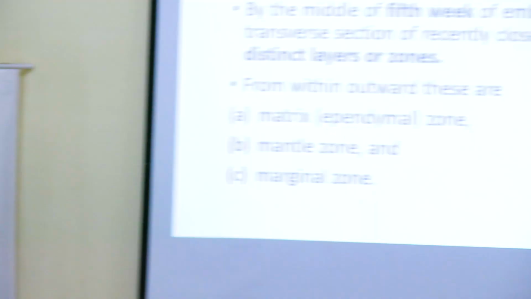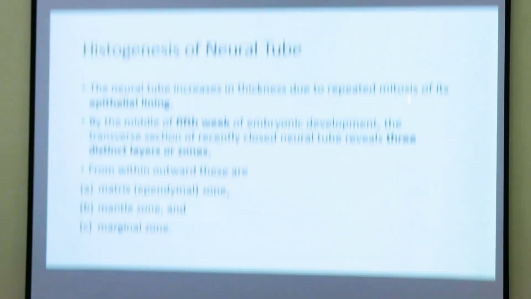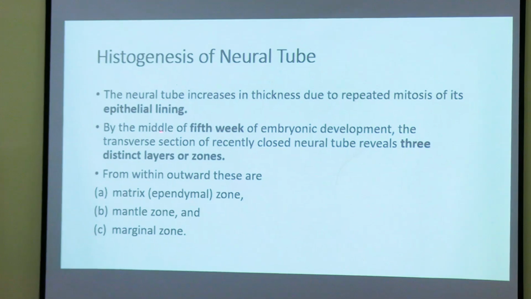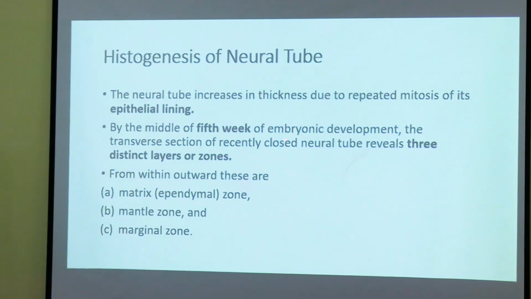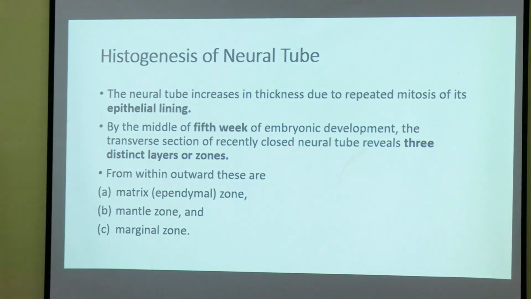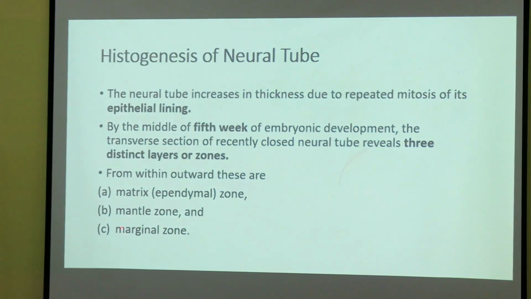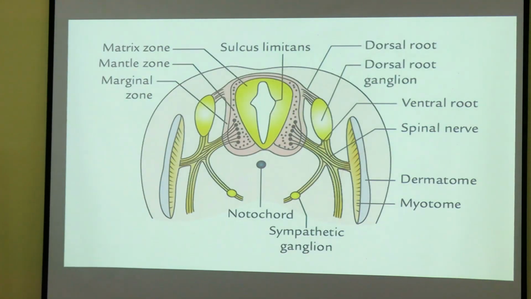Next we have histogenesis of the neural tube. The neural tube increases in thickness due to repeated mitosis of its epithelial lining. By the middle of the 5th week of embryonic development, the transverse section of the recently closed neural tube reveals 3 distinct layers or zones. From within outwards, they are the matrix zone, mantle zone and marginal zone. You can see the diagram.